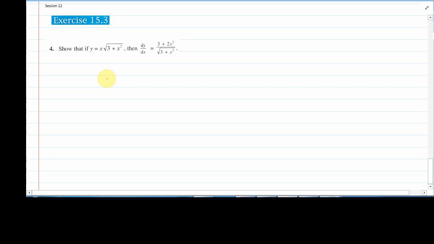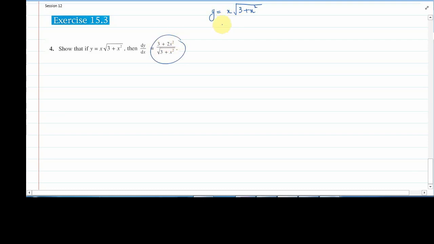Class. It's session number 12, exercise 15.3. In last class we have completed question number 3 and I had given you homework as well. I hope that all of you have tried it. From question number 4 it says that if y is equals to x times under root 3 plus x square, then dy by dx is this. So you need to basically show that, right? We need to derivate it and we need to prove that it is equals to this one.